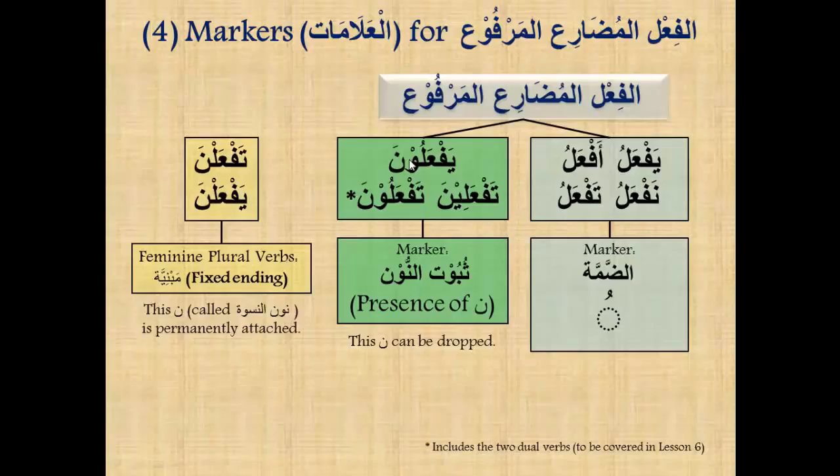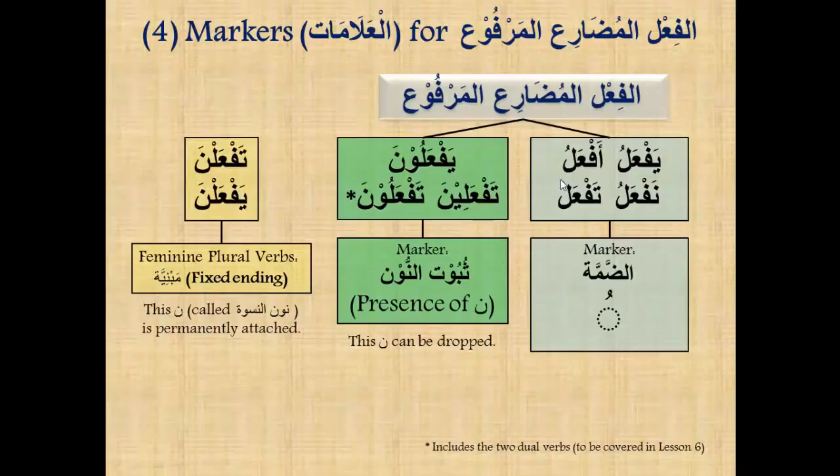Now let's look at the other two groups of present tense verbs that are mu'raba. We have in one group yaf'alu, af'alu, naf'alu, and taf'alu. These are the verbs for the pronouns huwa, ana, nahnu, hiya, and anta. The marker for these verbs in the marfu' is the dhamma at the end. Yaf'alu, af'alu, naf'alu, and taf'alu.